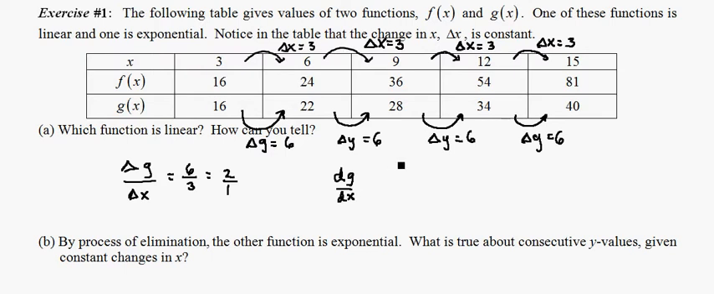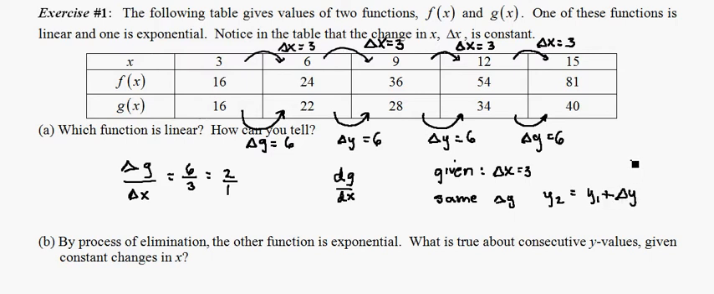All right, so the key with linear, right, is that you're getting this constant additive process. For any given delta x, in this particular table, delta x was 3, we're always going to get the same delta y. So the same amount added on. So y2 will always be sort of y1 plus the same delta y, a consistent delta y for a consistent delta x. So obviously then, function f has to be the exponential one.